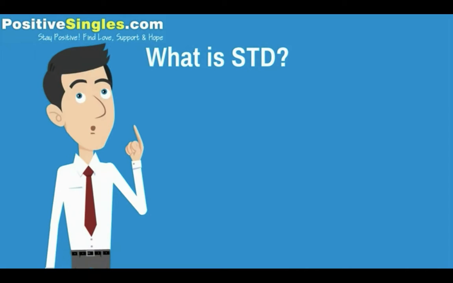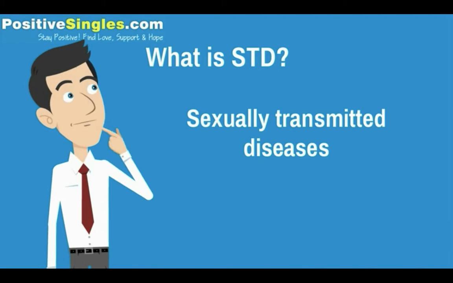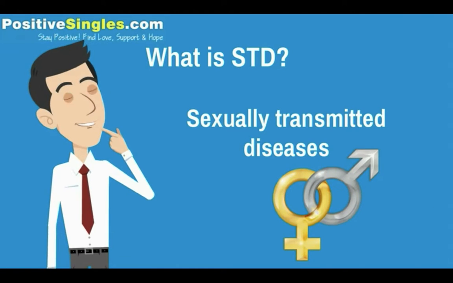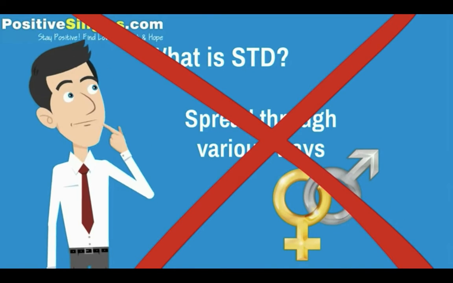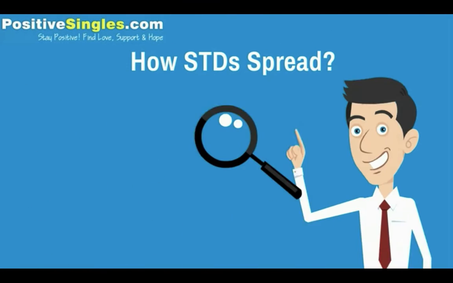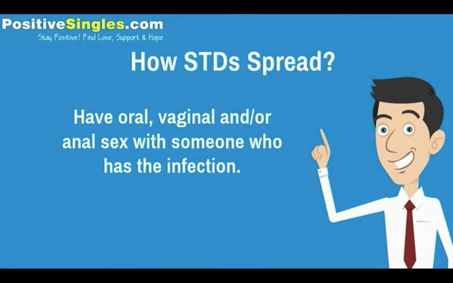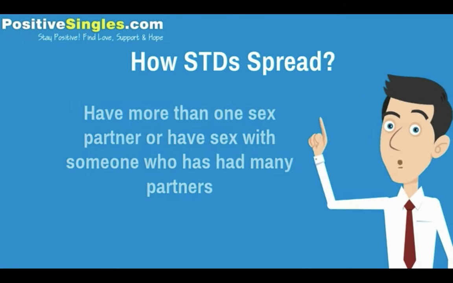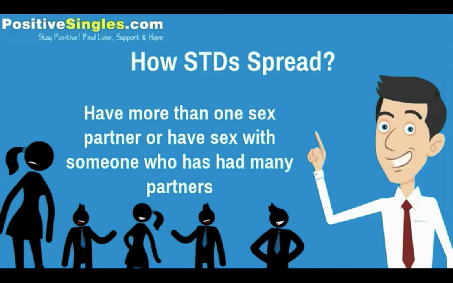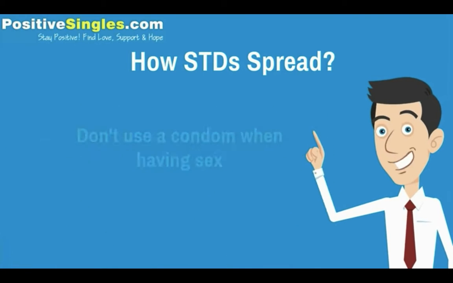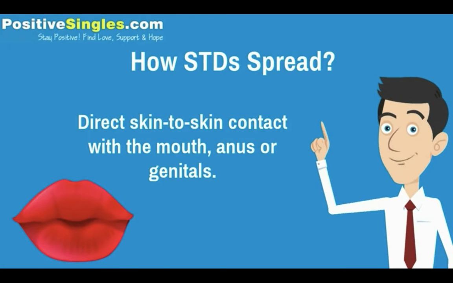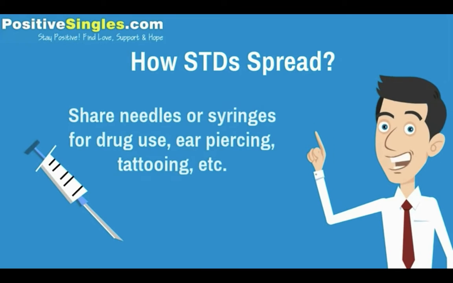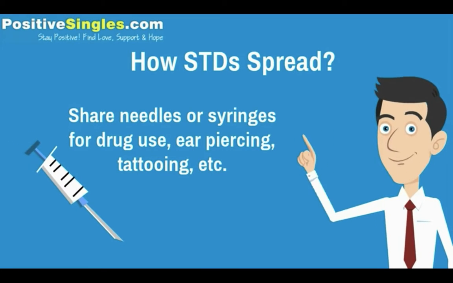What is STD? Sexually transmitted diseases, STDs, are infectious diseases that are most often spread by sexual intercourse. STDs can be spread through various ways. It is wrong if you think you can only be infected through sexual intercourse. How do STDs spread? Have oral, vaginal, and/or anal sex with someone who has the infection. Have more than one sex partner, or have sex with someone who has had many partners. Don't use a condom when having sex. Direct skin-to-skin contact with the mouth, anus, or genitals. Sharing needles or syringes for drug use, ear piercing, tattooing, etc.